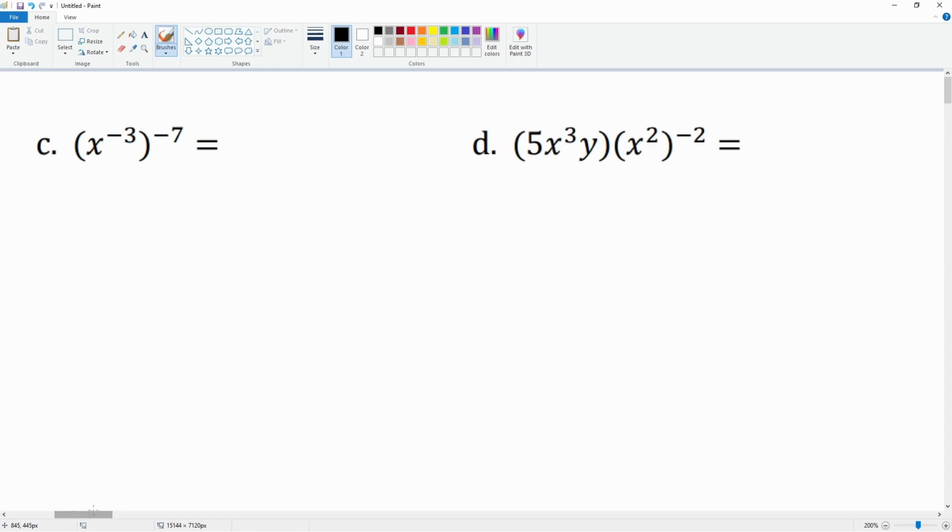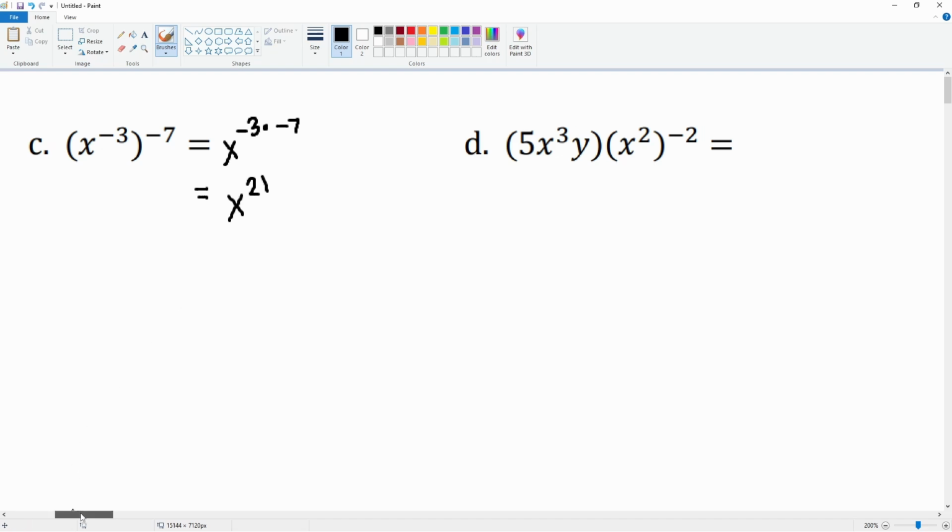Next, let's do C. Here we again have x to the negative 3 times negative 7, because we multiply the exponents. This gets you x to the 21st power. The negative 3 times the negative 7 becomes a positive 21. X to the 21st power is positive, so we don't have to do anything here.